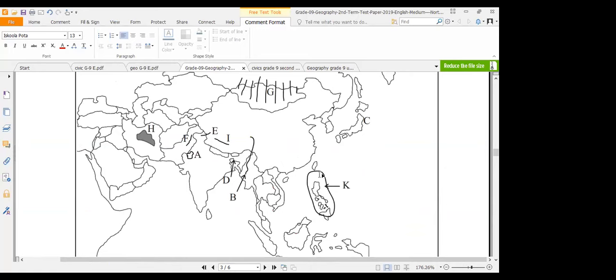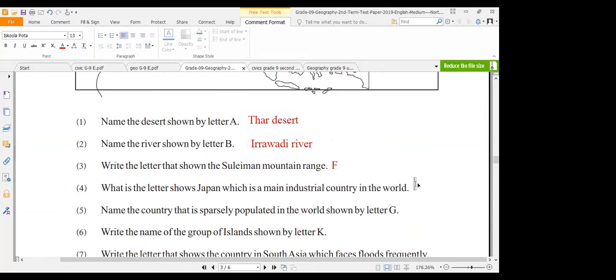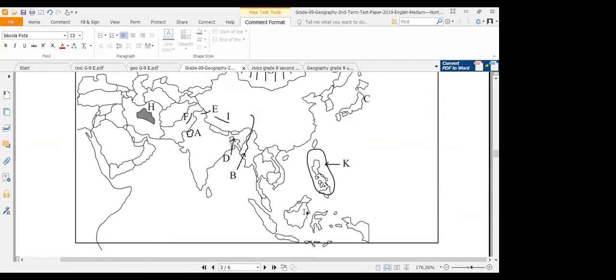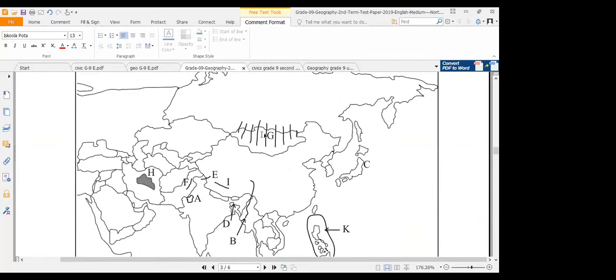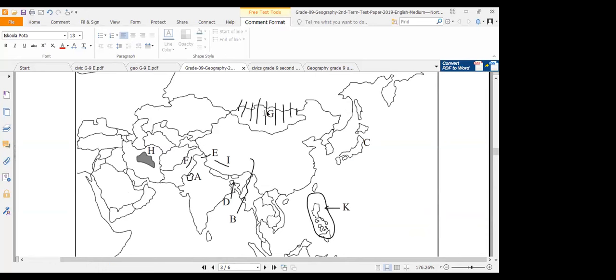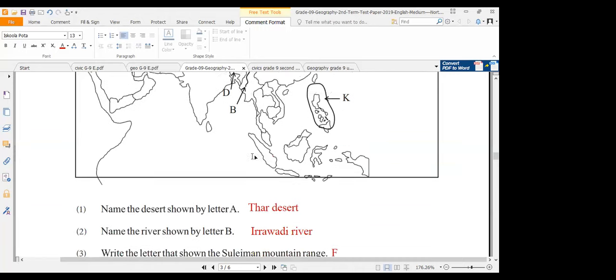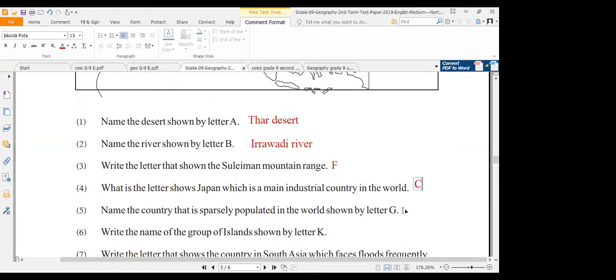Letter C, correct. Next one, name the country that is sparsely populated in the world shown by letter G. Mongolia. Mongolia, yes. It is located between China and Russia. Mongolia.